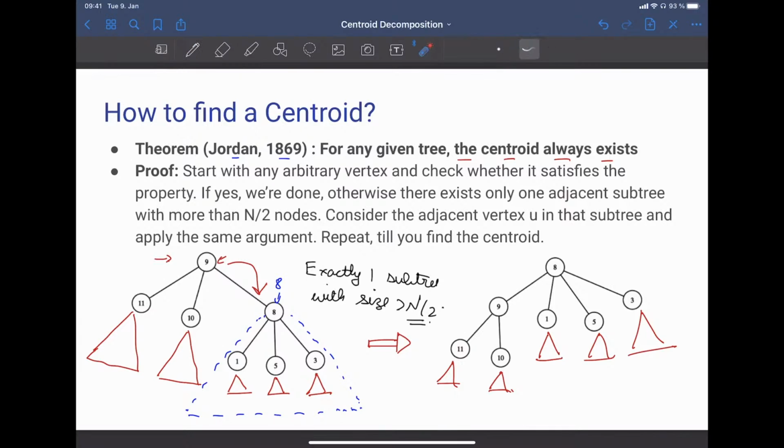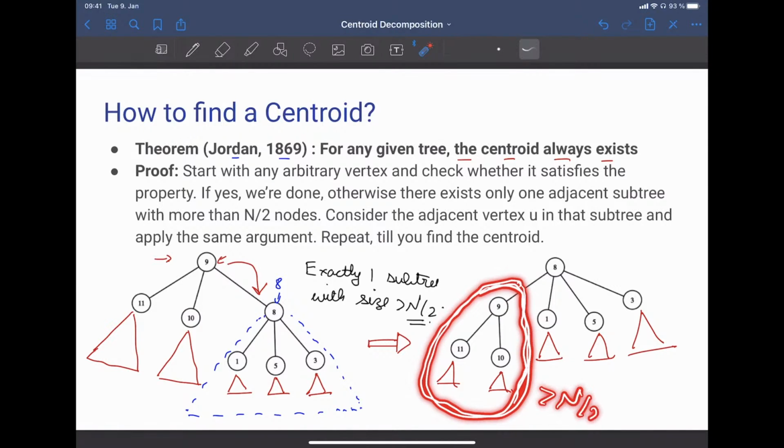So now the claim is that if you keep doing this procedure, eventually you will hit a node which is the centroid. Okay, and why is that? Basically, if you try to look at this subtree, can it happen that the size of this whole subtree is greater than n by 2?